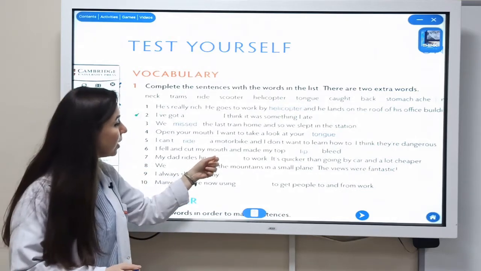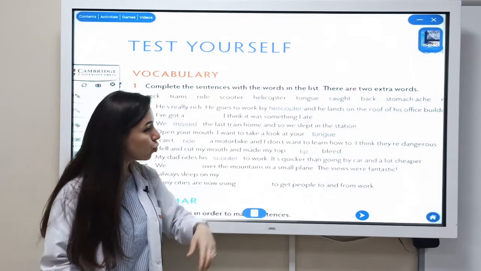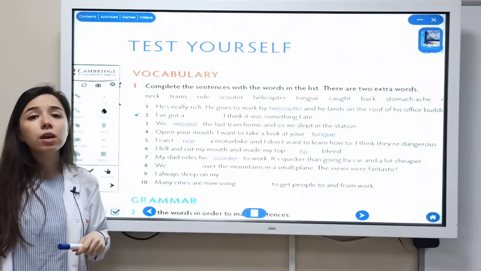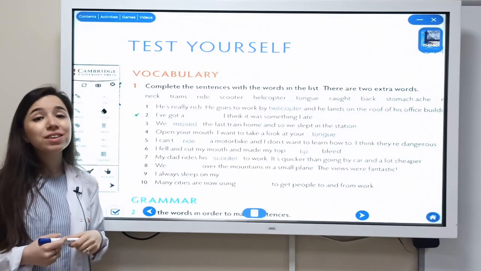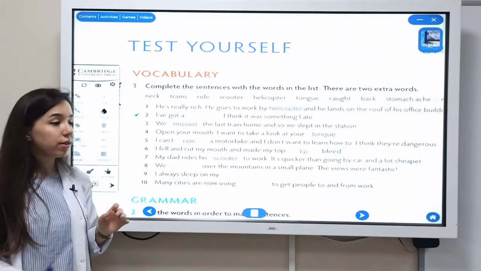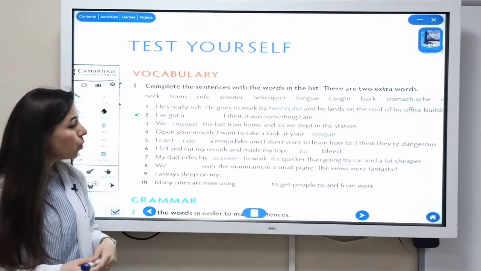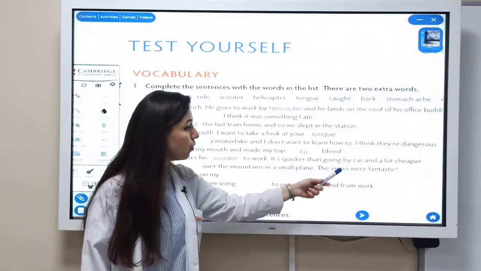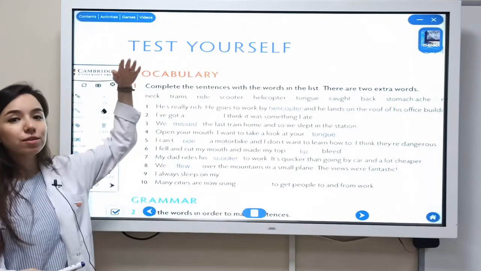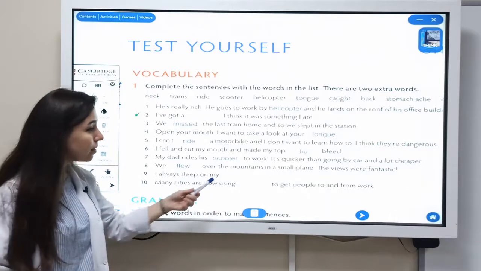My dad rides his scooter to work. It's quicker than going by car and a lot cheaper. Yes, a scooter is a really great option for going, but it's a little dangerous at the same time, mostly for children. Yes, it's dangerous. We flew over the mountains in a small plane. The views were fantastic. Yes, flew over the mountains in a small plane.